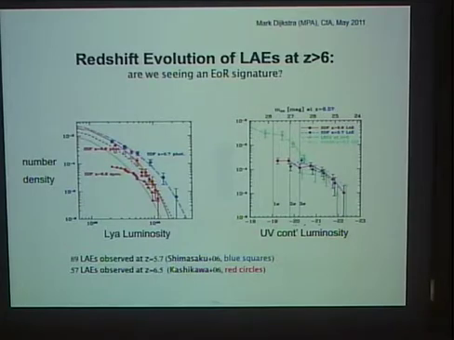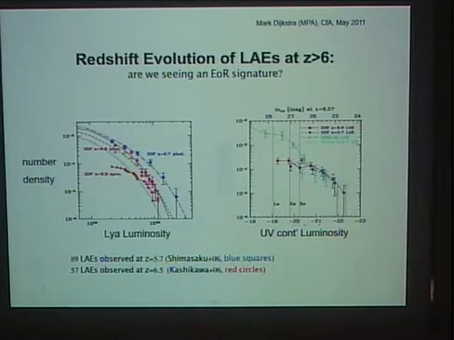The triangles are ones that have spectroscopic follow-up, and this is only a subset of the galaxies that were photometrically detected. So you can view this as a lower limit on the number counts at redshift 6.5, and this is the upper limit. So there is evolution between redshift 5.7 and 6.5.